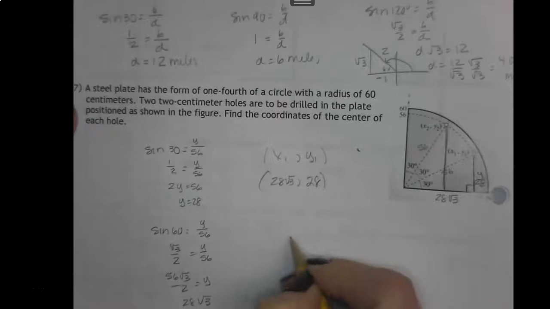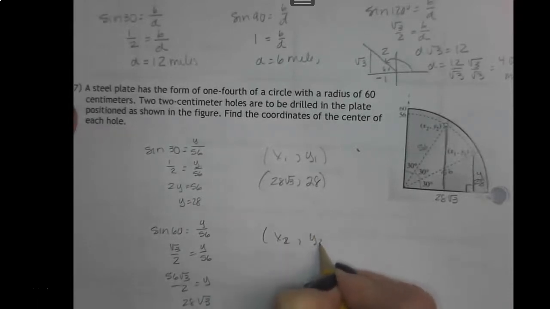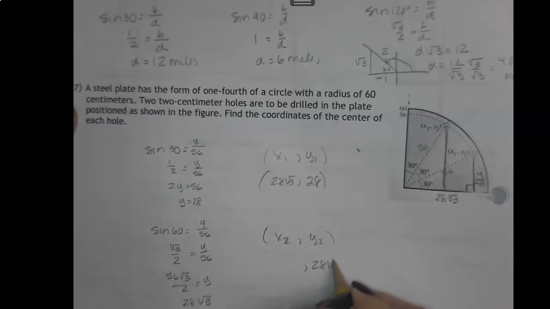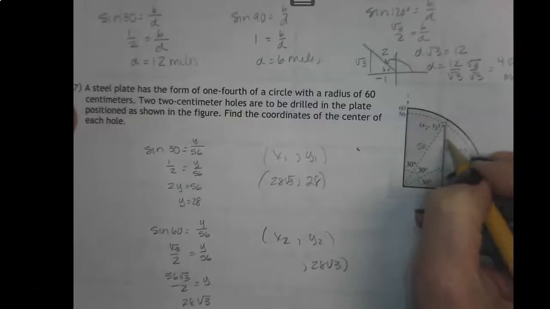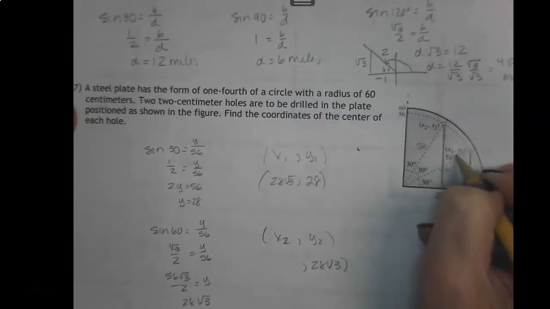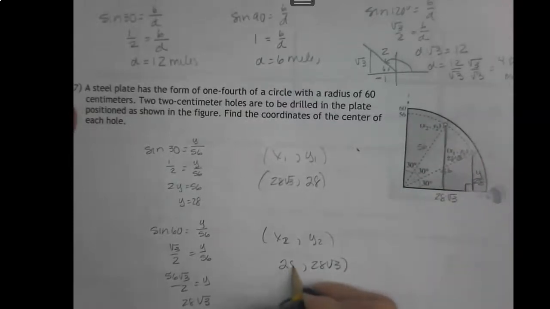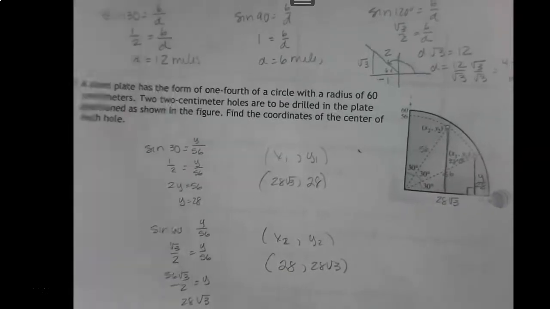Okay, so now that I'm doing my x2, y2, this is 28 root 3. Okay, so think about this. If my 60, my long side is 28 root 3, then I know my short side is 28. Okay, I hope that is helpful to you.